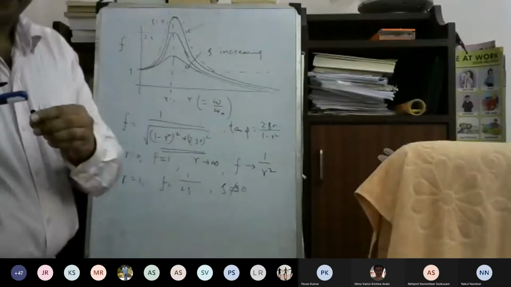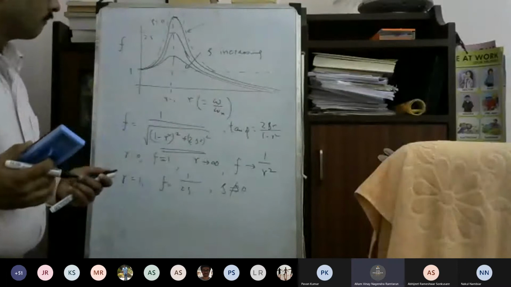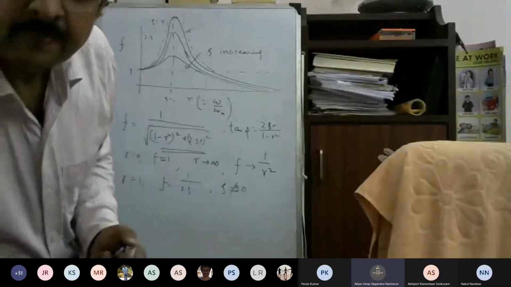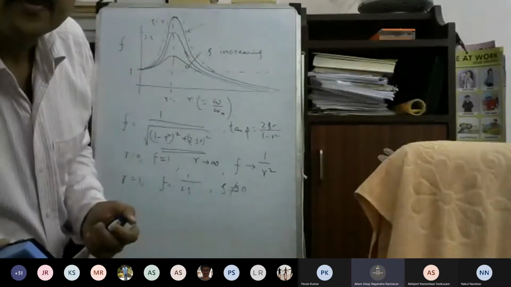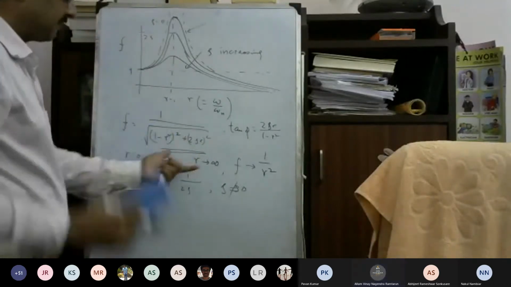Sir, actually, the peak will shift towards the left, right? Yes. With increasing damping, the peak will shift towards the left. That will shift towards left, but I'll talk about this thing.